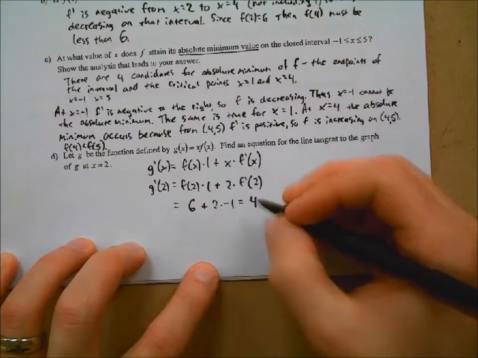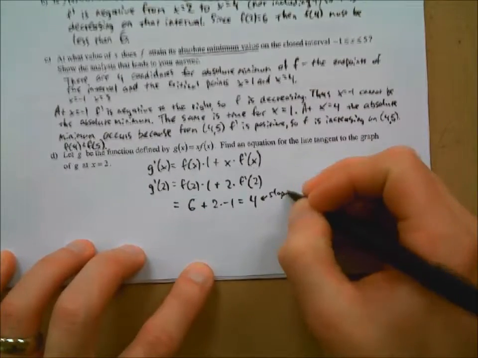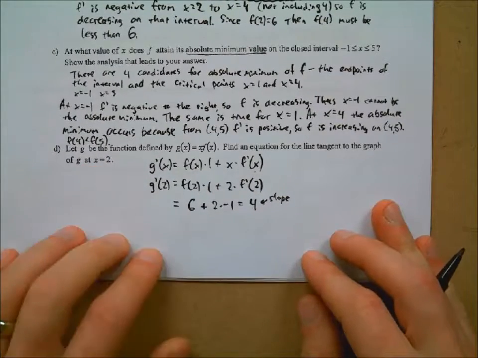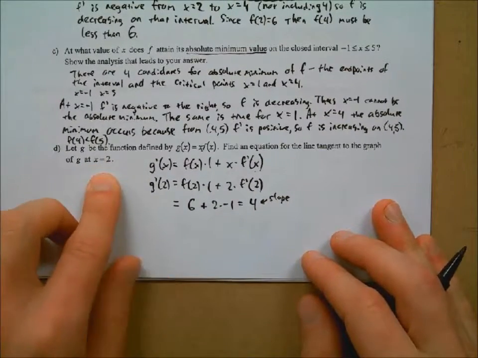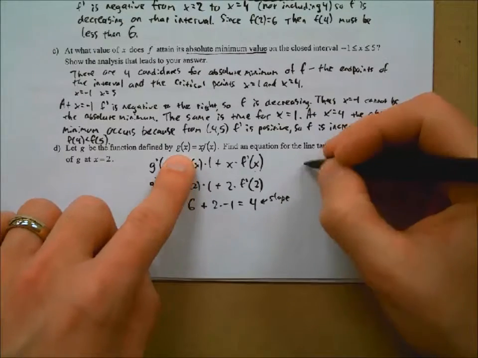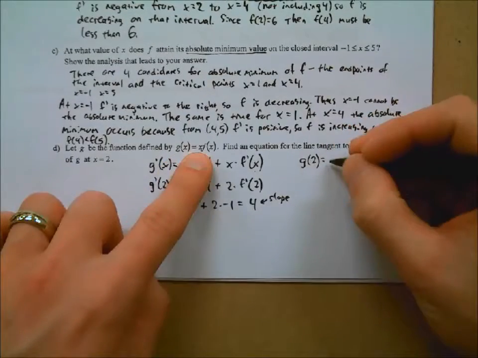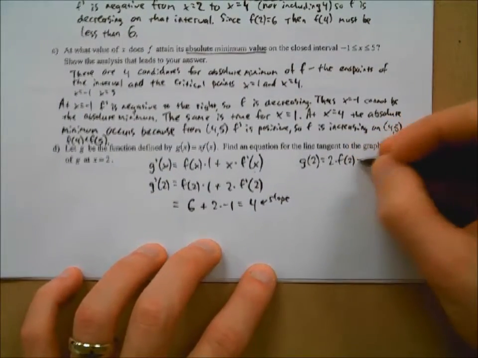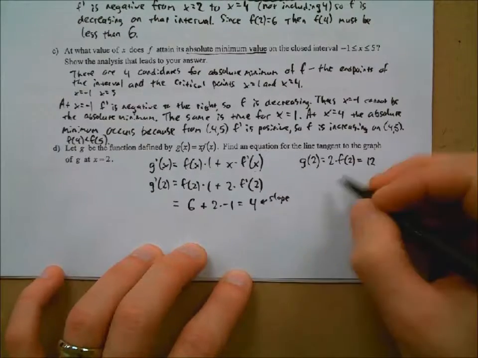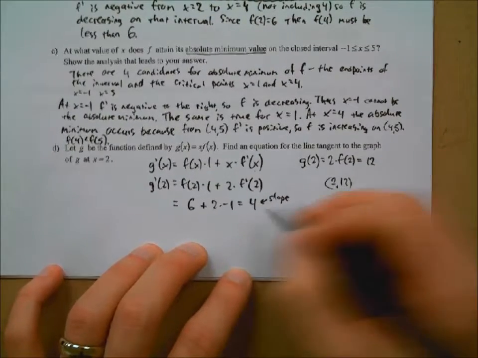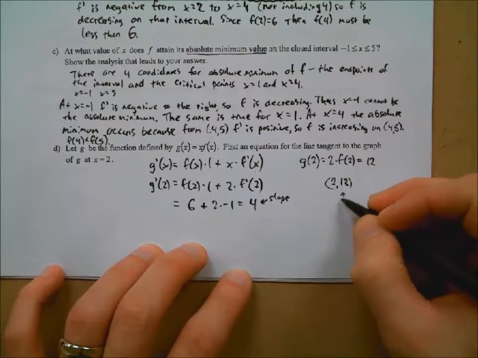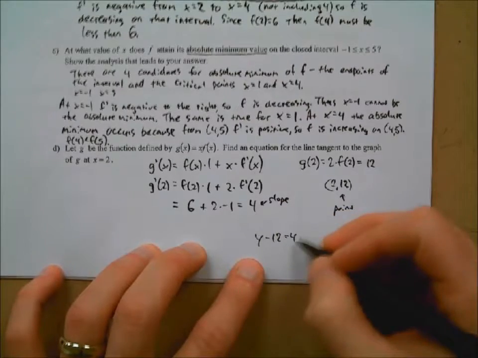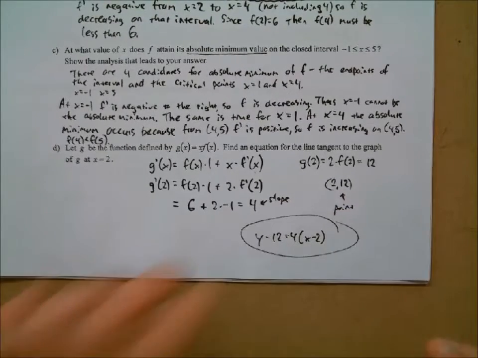There's our slope. But like some of you said, we also need to find the matching y-coordinate. How do we find the y-coordinate that matches x equals 2? Where do we plug that into? Back into the original function g. So g of 2 is equal to 2 times f of 2. And what was f of 2 again? 6, we were told that. So it's 12. And so we have the point (2, 12). And there's our slope. And so y minus 12 equals m times x minus 2. And there's your equation for your tangent line.